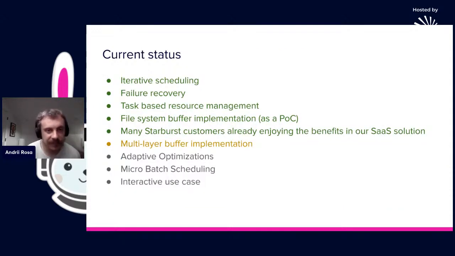Now, speaking about the current status. At this moment, Trino already supports iterative scheduling. It supports failure recovery. It also supports advanced fine-grained resource management. Trino also provides a proof of concept implementation for the buffer. It is limited, but it is a fully working solution, and it is production ready. There are several Starburst customers that are already enjoying it as part of our SaaS offering. We are currently working, as I already said, on a better implementation. In the future, we will be trying to improve scheduling capabilities to better support interactive use cases and close the gaps I just explained related to the full stage barrier that is currently introduced.